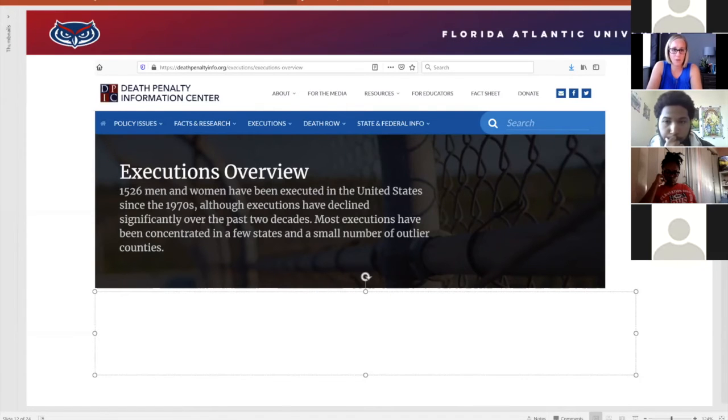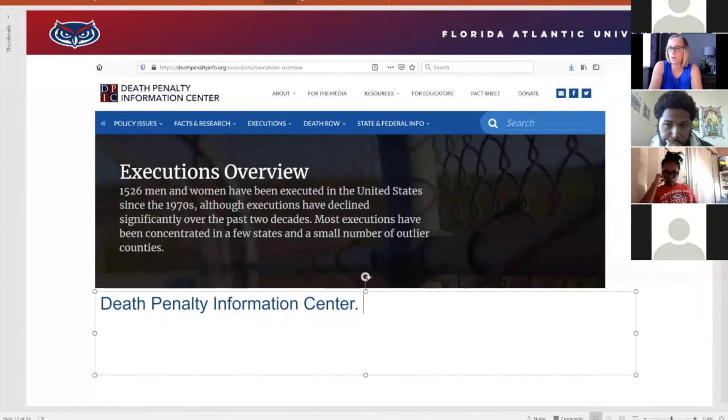This doesn't have an author, okay? So we cite it as if the Death Penalty Information Center is the author. This page also does not have a date, unlike the other publications that we've been citing. So if it doesn't have a date associated with it, then you put no date, ND, okay, just like that. And then you put the title of the web page itself, in italics. So this is an executions overview.